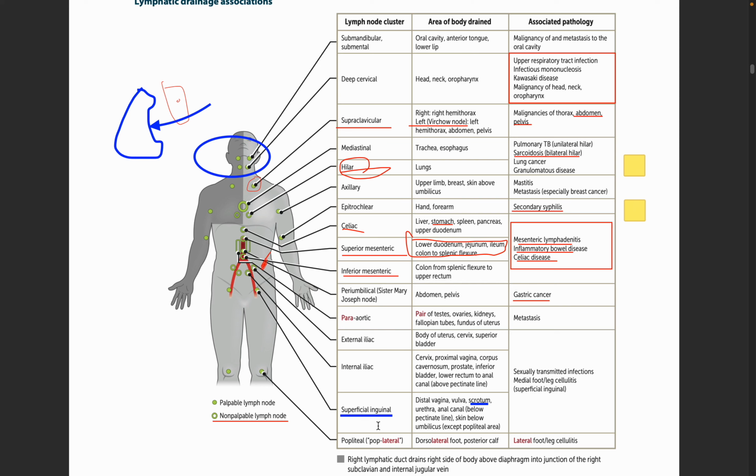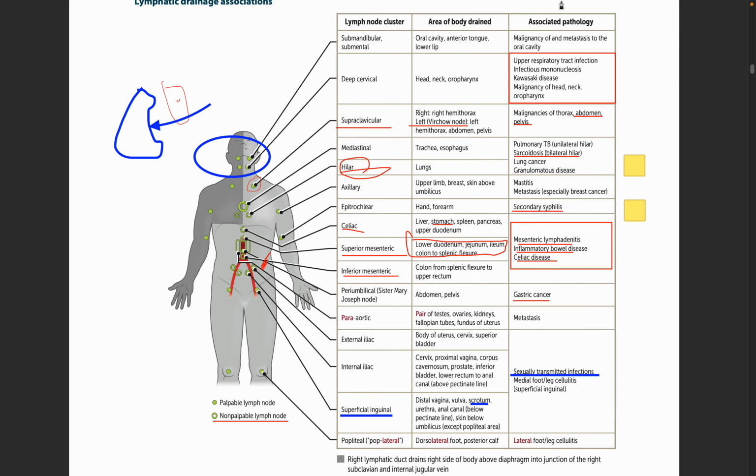It is easy to get confused, and any teacher or exam setter or examiner will always puzzle you and confuse you with these two. I am going to show you a scenario right after this topic. What is the associated pathology with all these three lymph nodes? Sexually transmitted infections. Then comes medial foot or leg cellulitis.